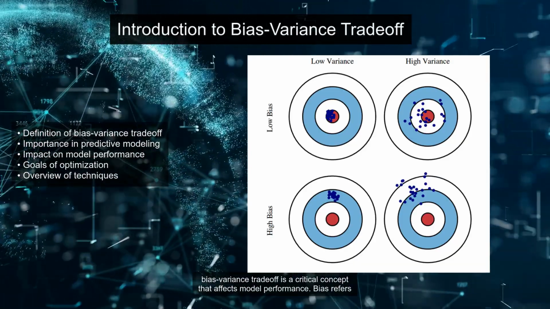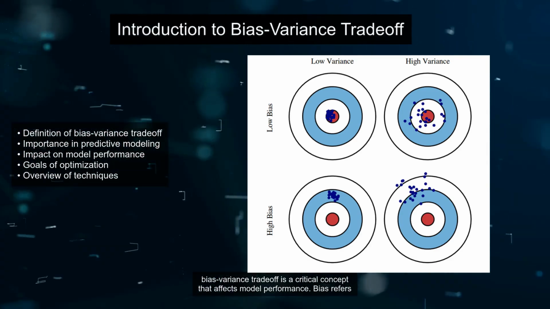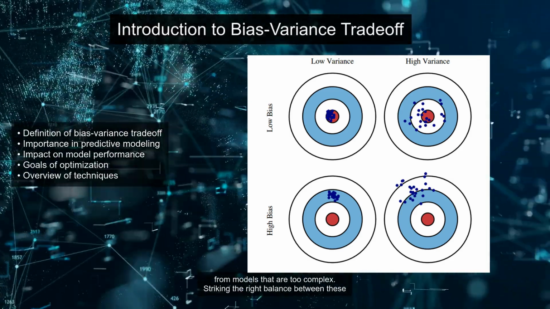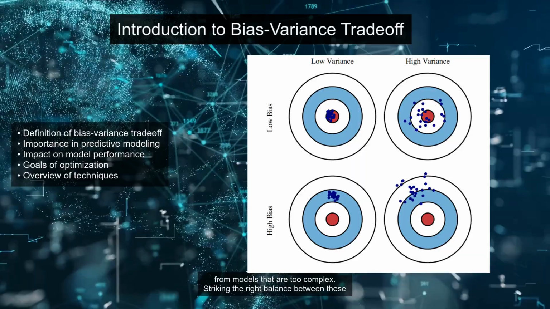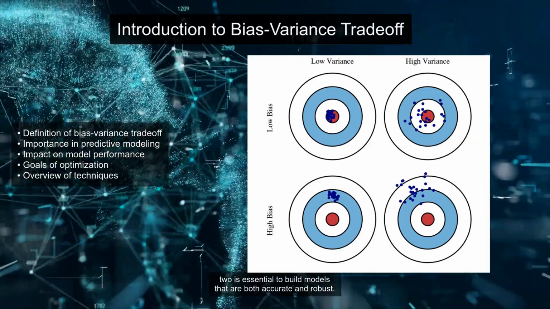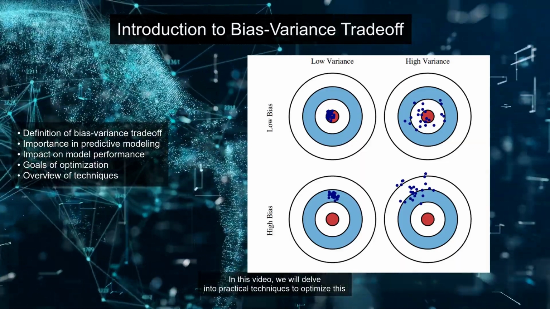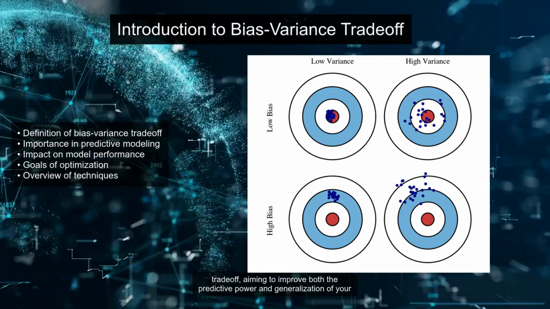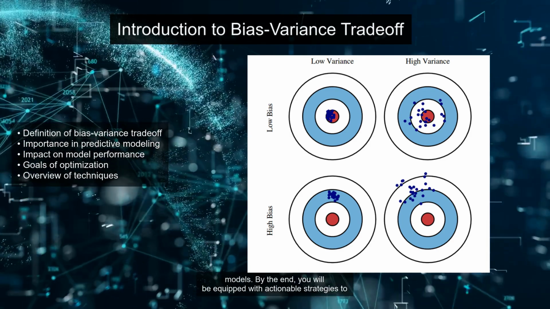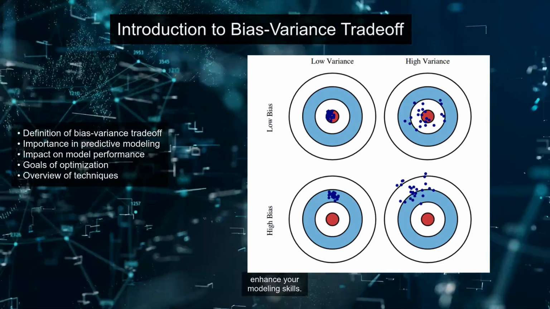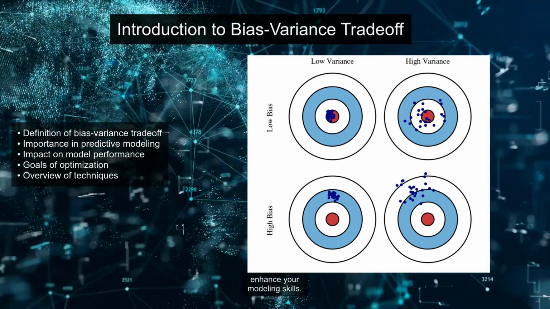In predictive modeling, the bias-variance trade-off is a critical concept that affects model performance. Bias refers to errors due to overly simplistic models, while variance refers to errors from models that are too complex. Striking the right balance between these two is essential to build models that are both accurate and robust. In this video, we will delve into practical techniques to optimize this trade-off, aiming to improve both the predictive power and generalization of your models. By the end, you will be equipped with actionable strategies to enhance your modeling skills.